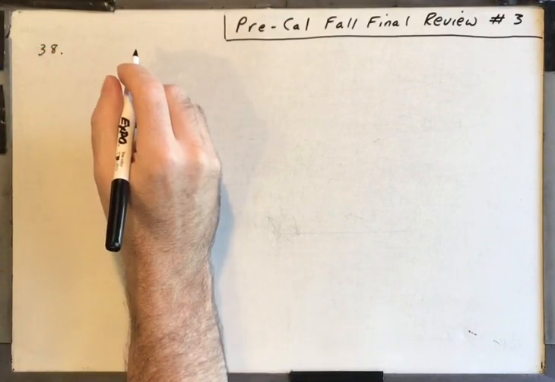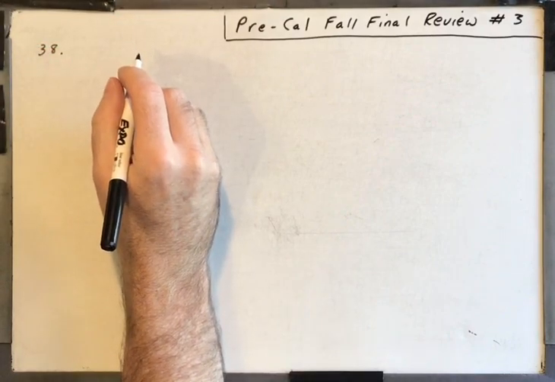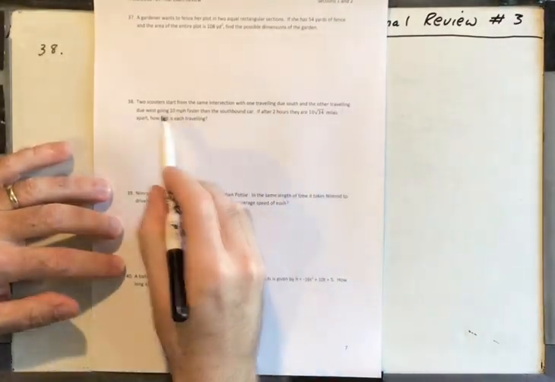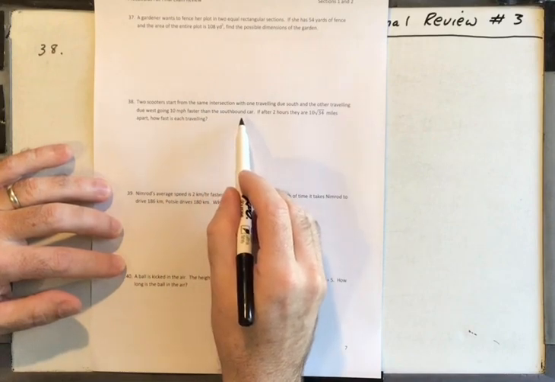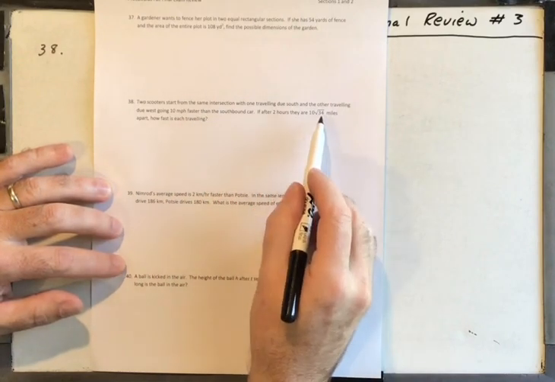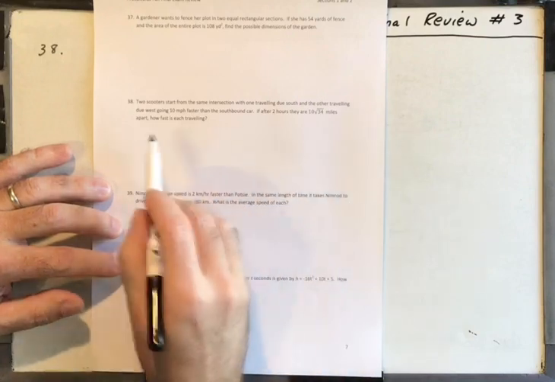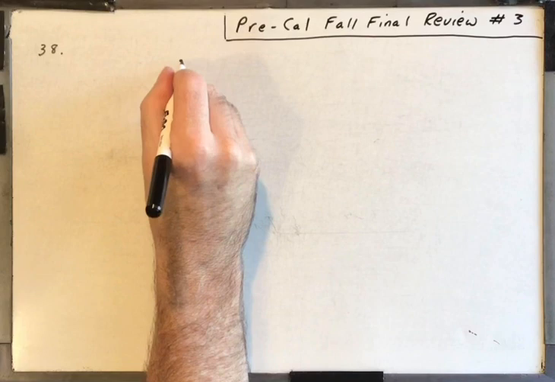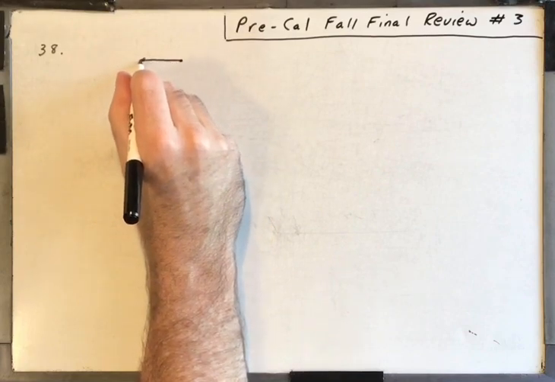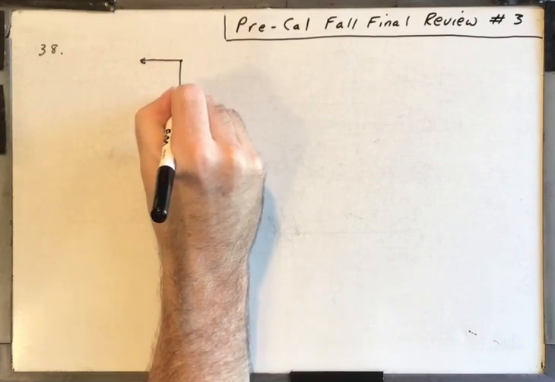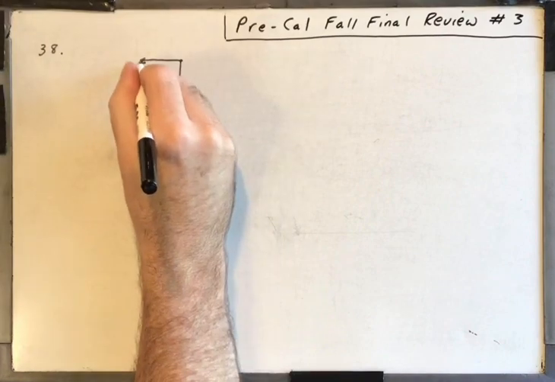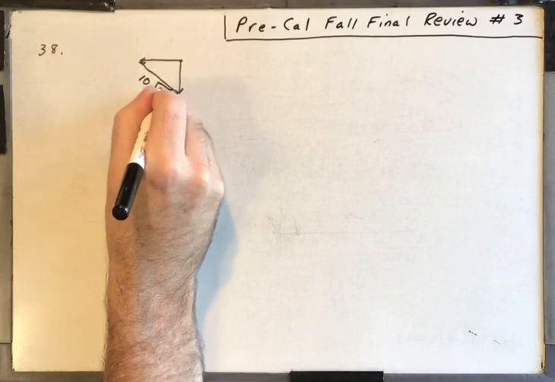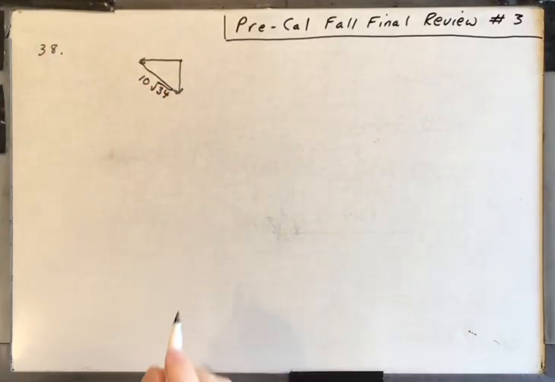All right, number 38. 2 scooters start at the same intersection, one traveling due south, the other traveling due west, 10 miles an hour faster than the southbound car. If after 2 hours they're this far apart, 10 root 34, how fast is each traveling? All right, we're starting at this point. We got one going west and one going south. And at the end, they are 10 times the square root of 34 miles apart.